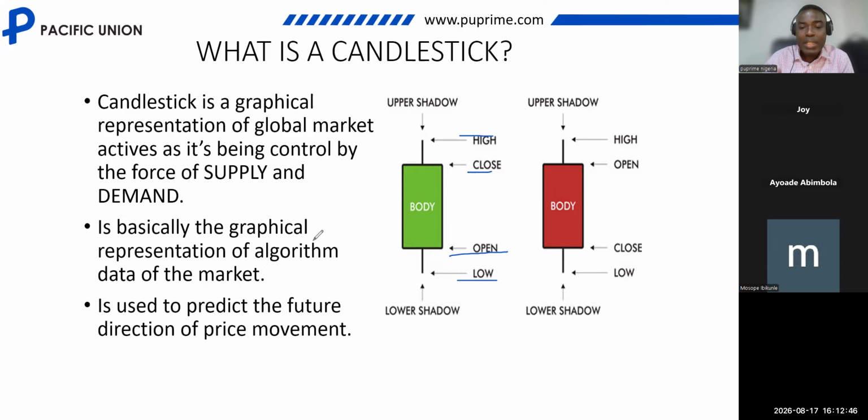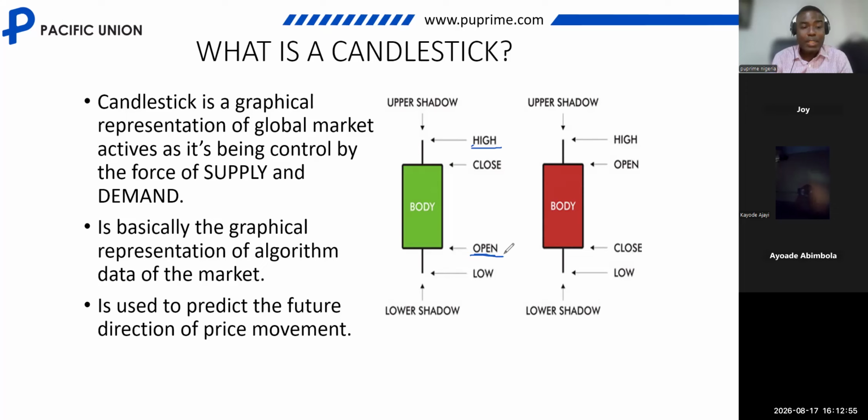Now, for a bullish candlestick, the open price is always below the high price. Now, what is the open price? The open price, if you look at maybe the daily time frame, for instance, is the price at which the candlestick is opening for the day. Day starts on the platform by 10 p.m. in the night. So it means that is the price the candlestick is opening for the new day.